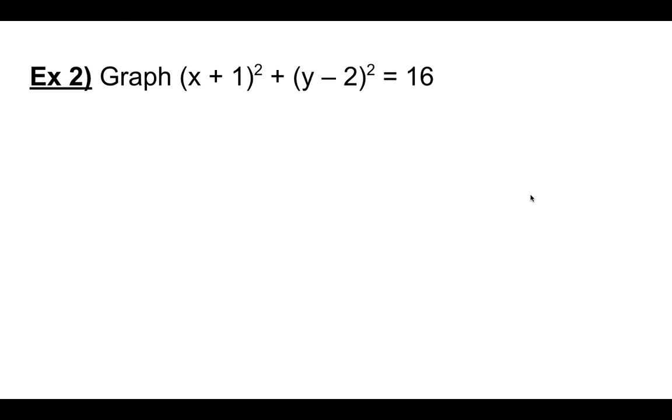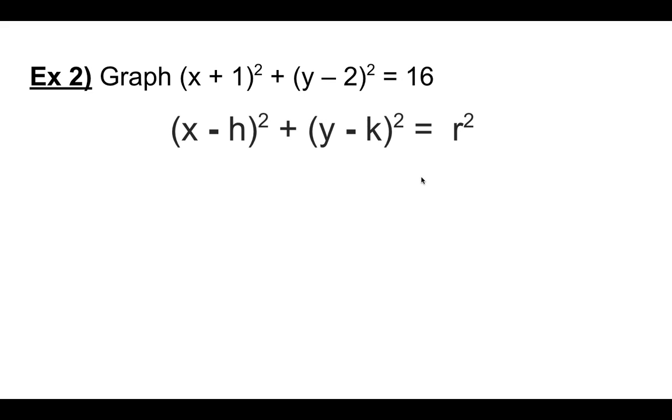For this next example, it says graph the quantity of x plus 1 squared plus the quantity of y minus 2 squared is equal to 16. I realize some of you may not have graph paper at home, so just go ahead and tell me, based off of this equation, where would you put the center of your circle, and then what would be the radius from that center point of this circle?